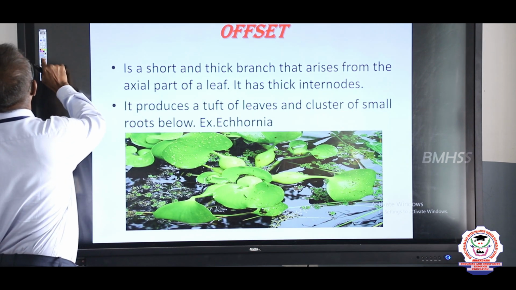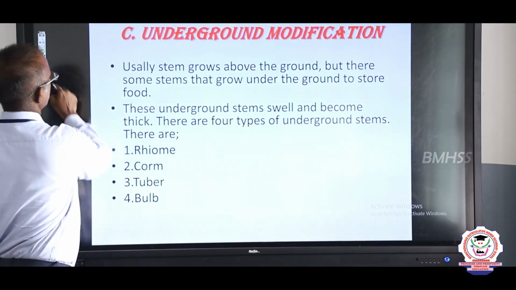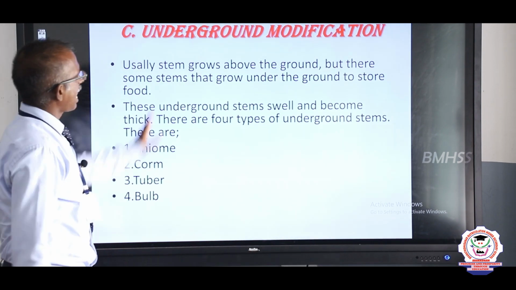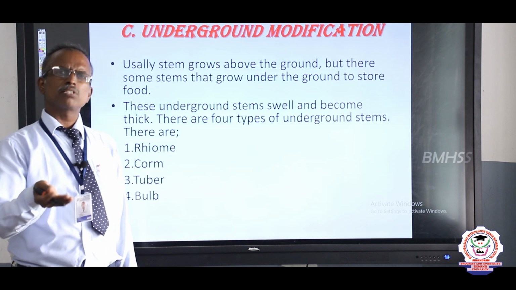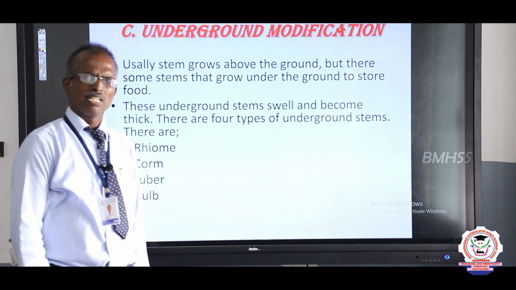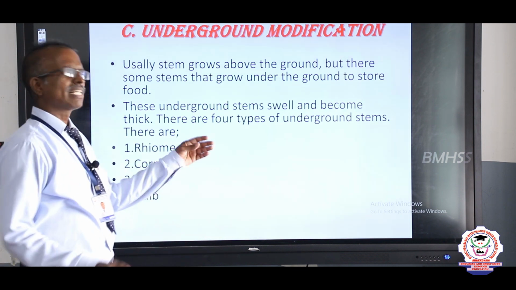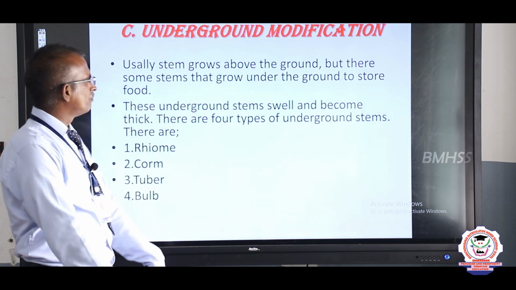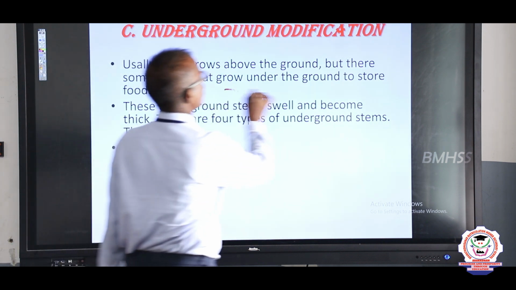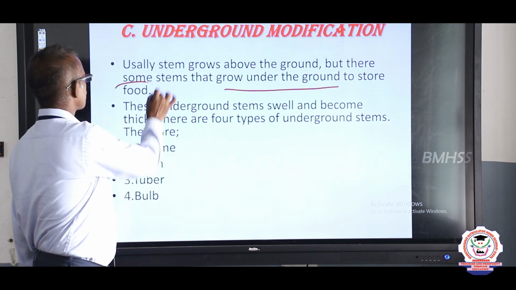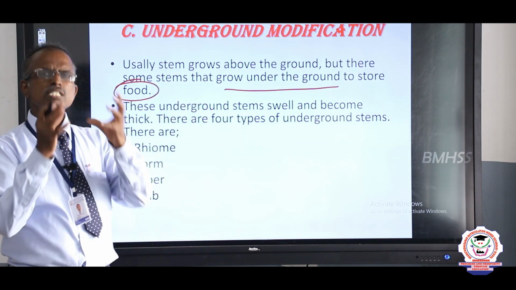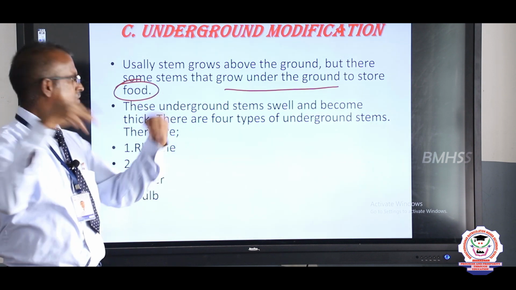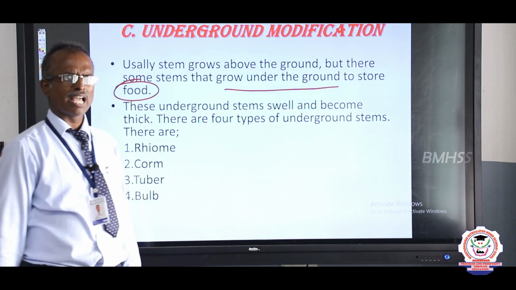Eichhornia is an example for offset. Next we go for the next part, underground stem, underground modification. Usually in most plants the stem grows just above the ground. In some plants the stem is found below the soil, which grows underground and stores food material. These underground stems are always swollen and thick and store the food material.